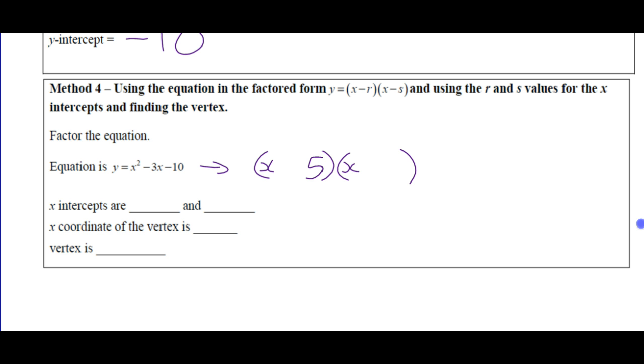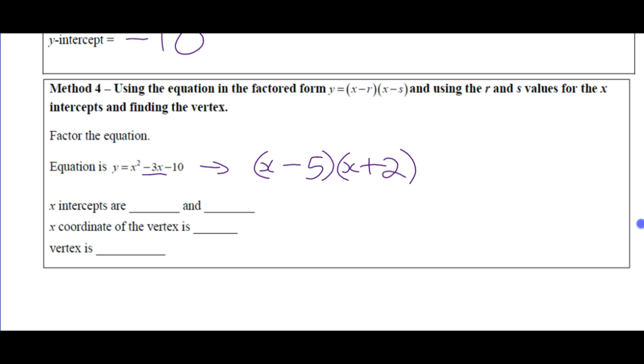5 and 2. And one of those is negative and one is positive. Which one's which? Big one, right? Since the middle term here is negative, that tells me the larger factor has to be negative, right? And then just double check this, quick FOIL: x squared plus 2x minus 5x will give me minus 3x minus 10. Okay?